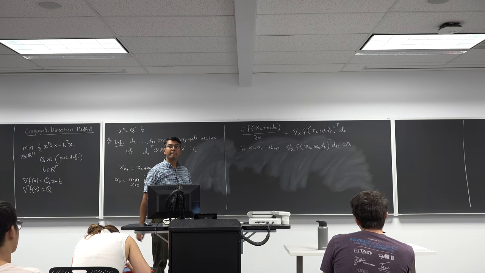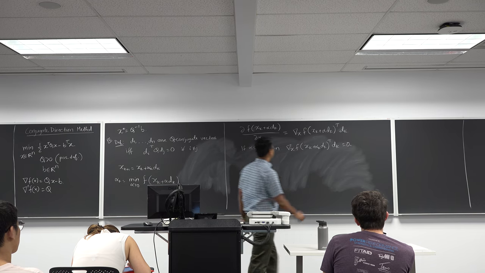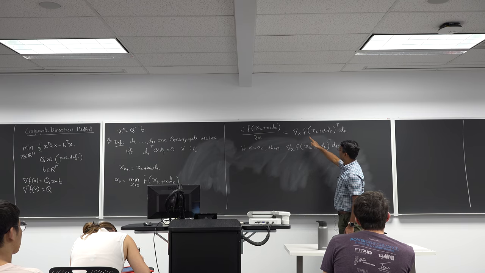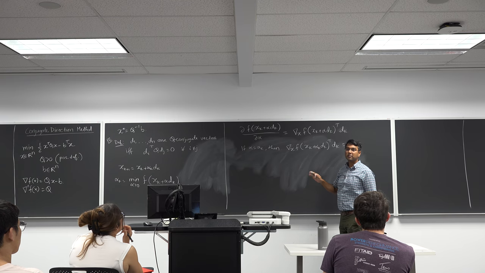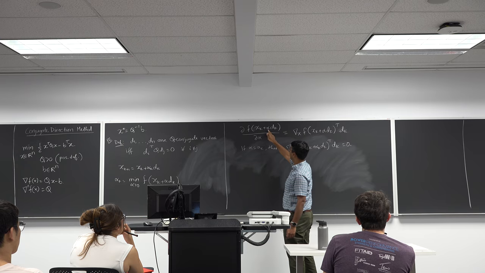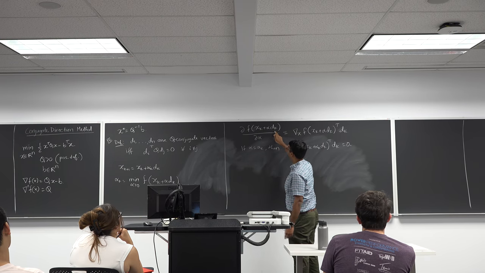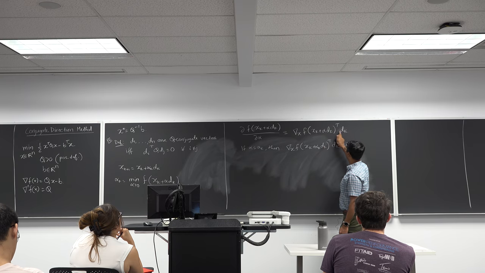Yes? Should that be gradient with respect to alpha? This one? Should this be alpha instead of x? No, it should be x, because this is like a Taylor series. It comes from the Taylor series formula. So you're taking the Taylor series of this function around xk plus alpha dk, but this is actually a directional derivative. So that's why you have this transpose dk term.